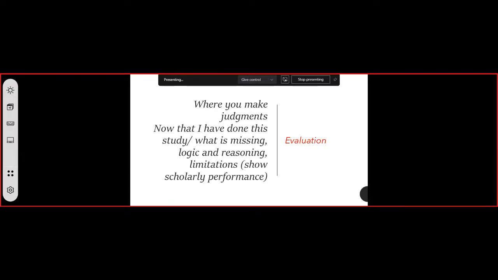Now I have done this in the study, maybe what could I have done differently? Or if you do an evaluation of your findings, what is missing? And what are the possible limitations? But here it's very, very important, maybe not only here, but whenever you make a judgment, that you do so by logic and reasoning.